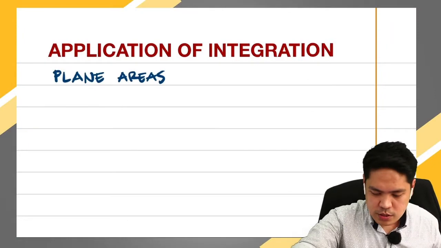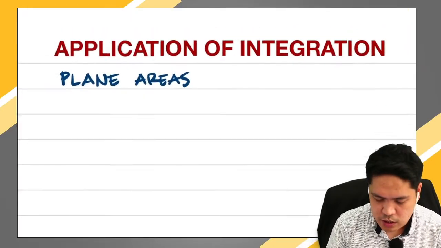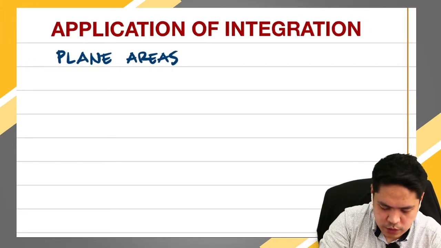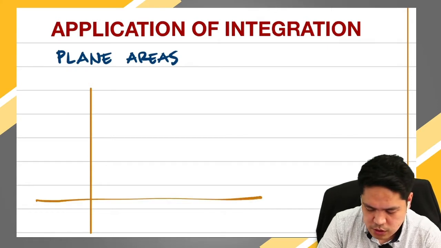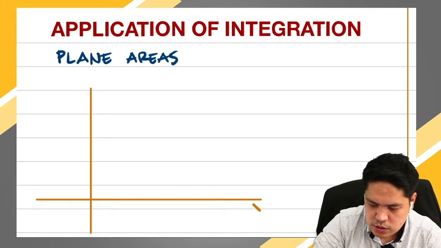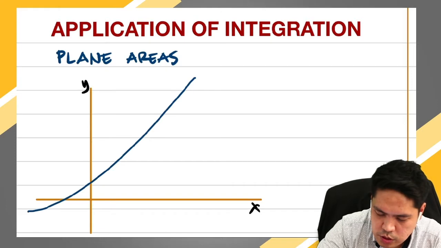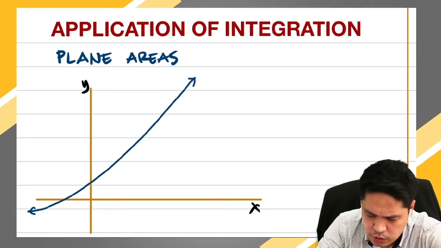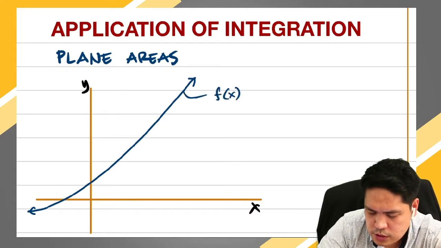Okay, let's discuss the applications of integration by tackling plane areas first. So suppose we have this graph of any function f of x. So let's say this is the Cartesian x and y axis, x and y, and we have a function. So let's consider this curve. Of course, it is continuous at each side. And this is the graph of a function f of x.